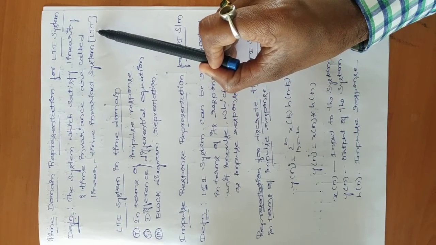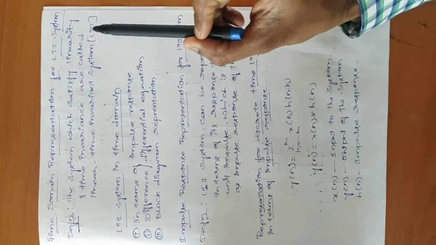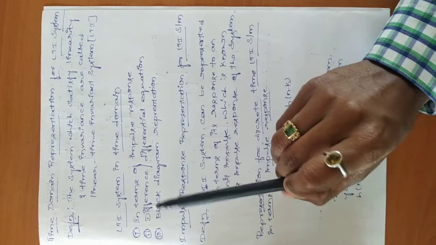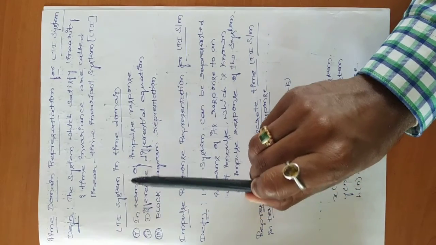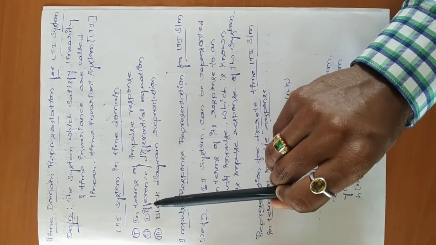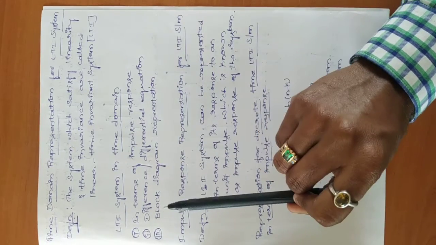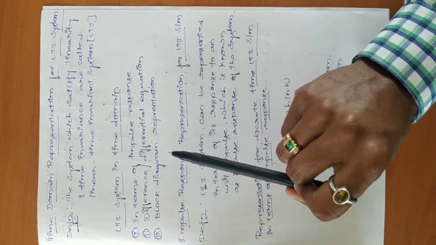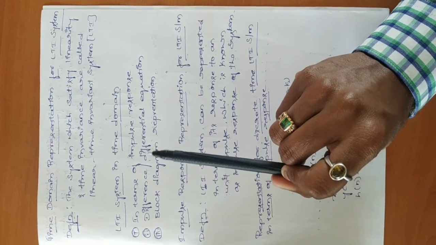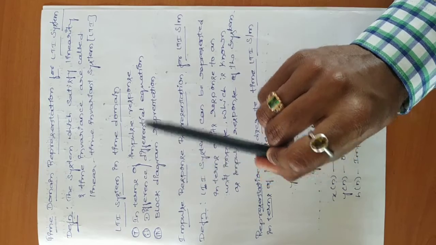If any system satisfies the superposition theorem and the input and output variations, then that system is considered a linear time invariant system. These LTI systems can be represented in the time domain in different ways. First, in terms of impulse response; second, difference or differential equations; third, block diagram representations. These are the different methods we are going to use to analyze the LTI system.